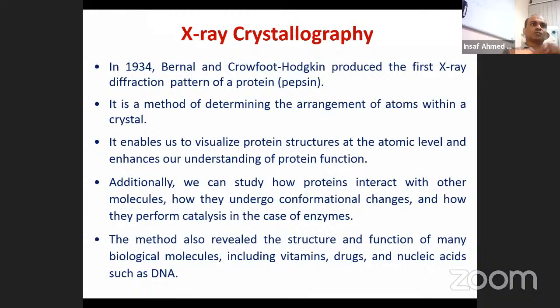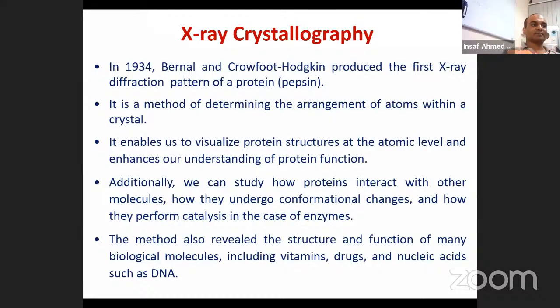X-ray crystallography is a method to determine the arrangement of atoms within a crystal. It enables us to visualize the protein structure at the atomic level and enhances our understanding of protein function. Additionally, we can study how a protein interacts with other molecules, how it undergoes conformational changes from one stage to another or after interacting with another molecule, and how it performs catalysis of any particular enzyme.